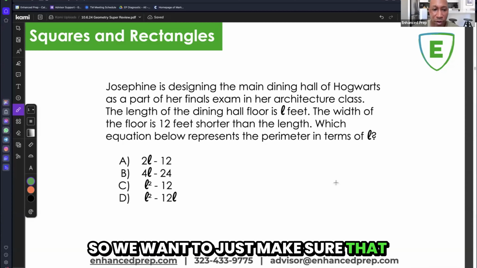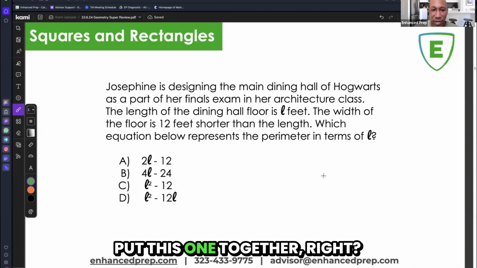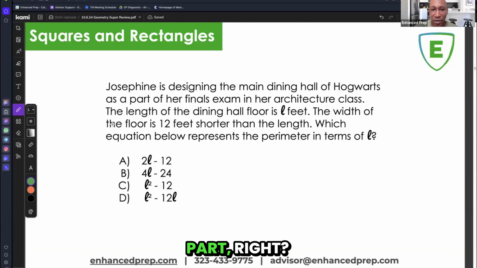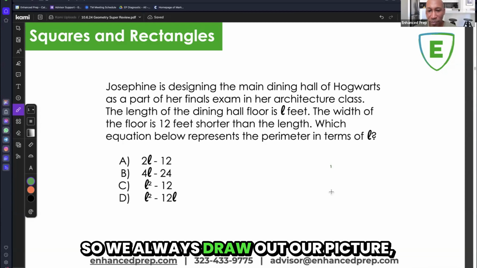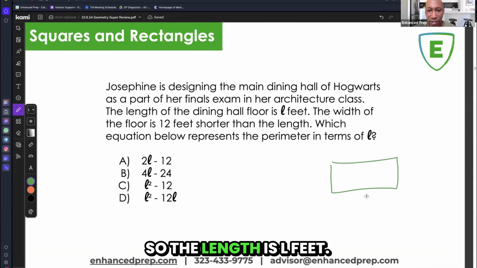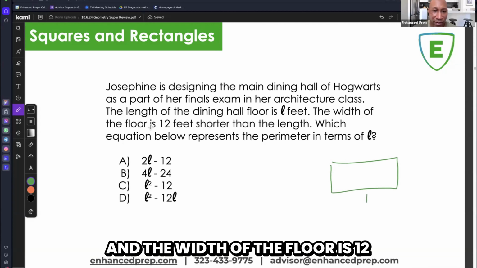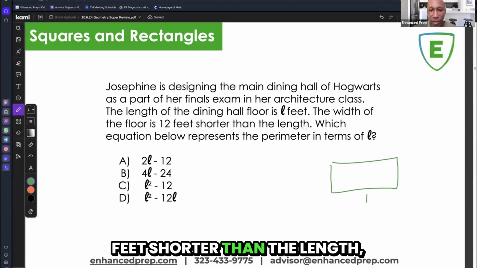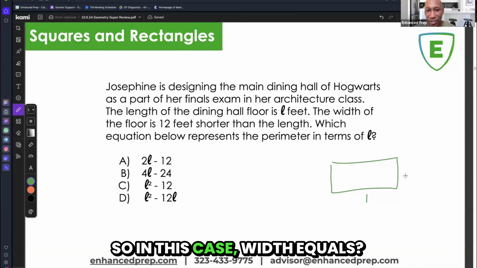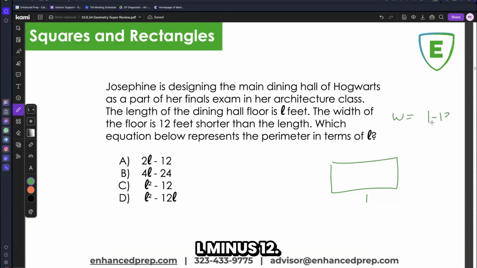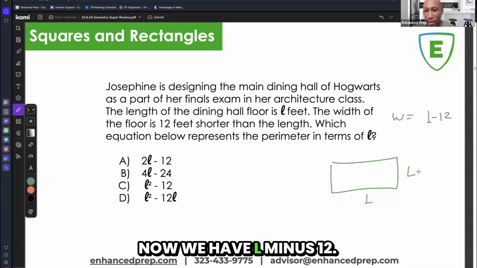So we want to just make sure that we're thinking about how we would put this one together. In this case, the length of the dining floor is L feet. So we always draw out our picture. The length is L feet and the width of the floor is 12 feet shorter than the length. So in this case, width equals L minus 12. There we go, L minus 12.